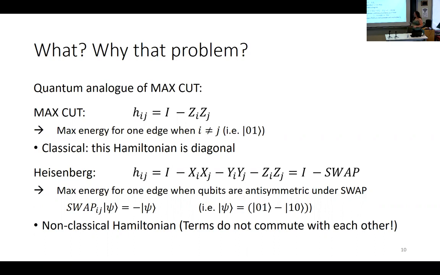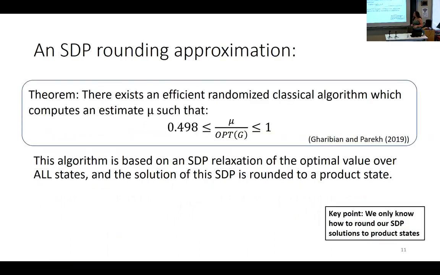All right. So how have people approached this in the past? Well, here's an example of an SDP rounding approximation, sort of similar to max cut. And so Gharibian and Parekh showed that they can provide an efficient randomized classical algorithm to output an estimate of the energy that gets at least 0.498 of the exact energy. Okay, and that's based on an SDP relaxation again over all states, but then the solution they're rounding back to a product state. And that's sort of unsatisfying because you think for a quantum problem, we probably want an entangled state, not a product state.